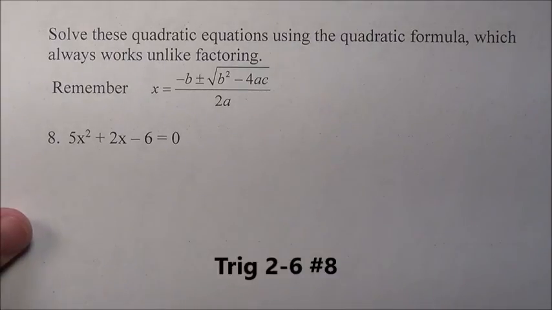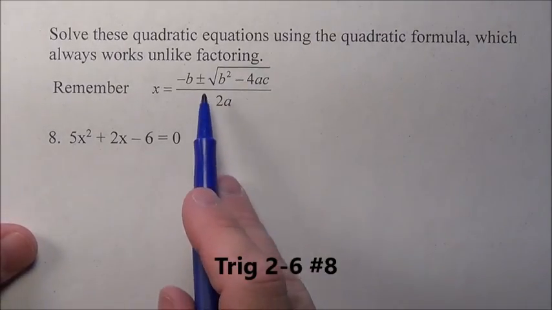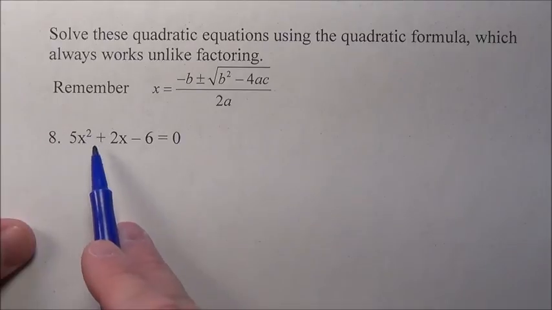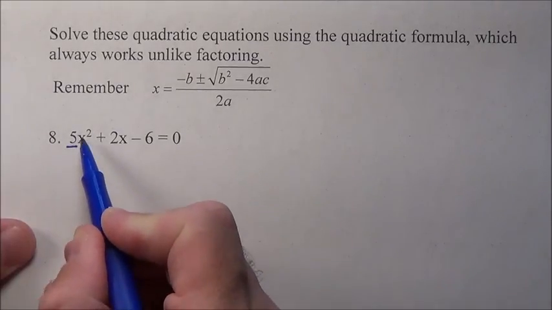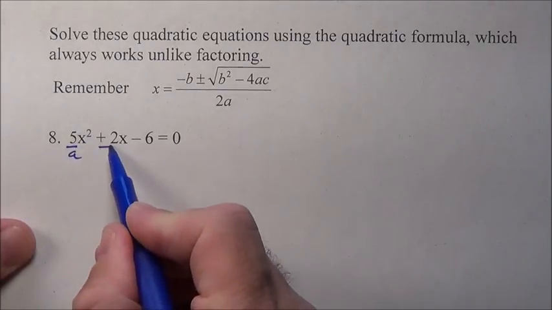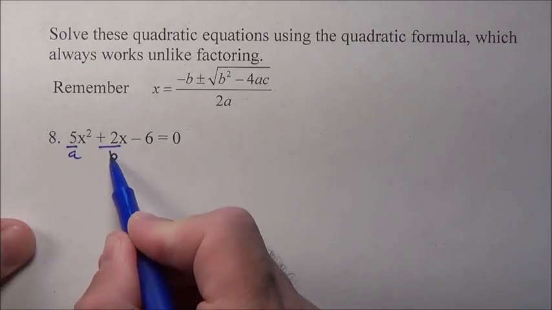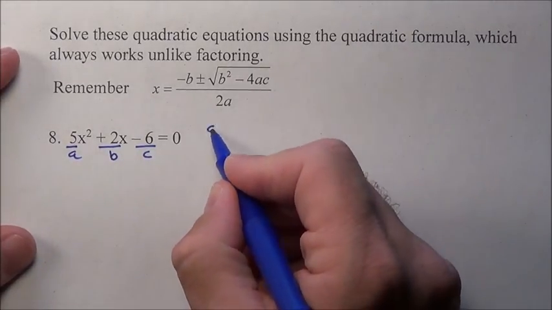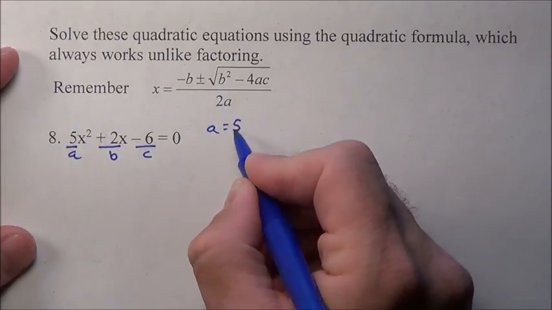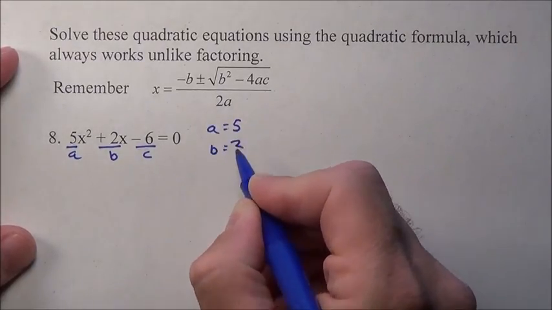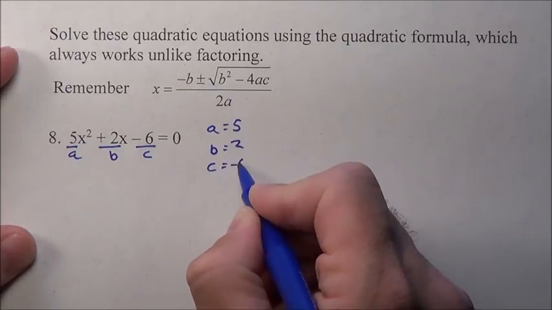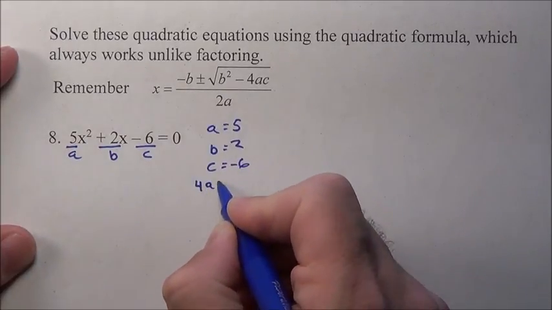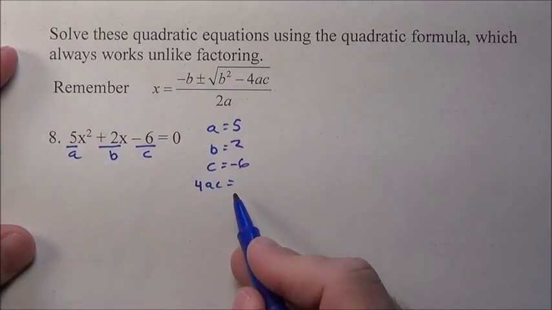Problem number 8, we want to practice using the quadratic equation, which I gave you right here, to solve this. Now remember, this in front of the x squared is your a piece, in front of the x is your b piece, and that's your c piece. I like for you to come out and go, okay, a is 5, b is 2, c is -6, and I like you to go ahead and do 4 times a times c right now.